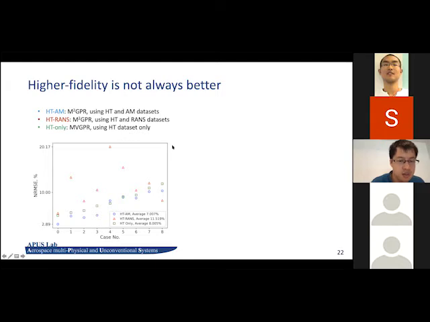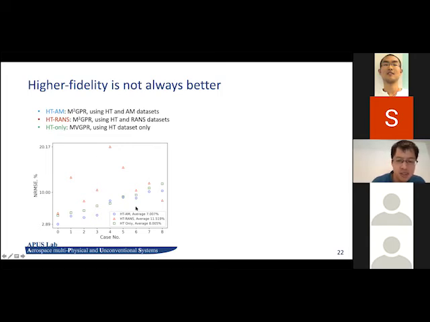here is what we found really interesting: the higher fidelity doesn't necessarily give you better results. Here I'm showing three sets of models. One uses the high fidelity, namely HT, meaning high temperature, plus the lower fidelity analytical model, which is the lowest fidelity data. Then we also have a model with HT plus the RANS dataset, a little bit higher fidelity. And finally, we only consider the high fidelity dataset.